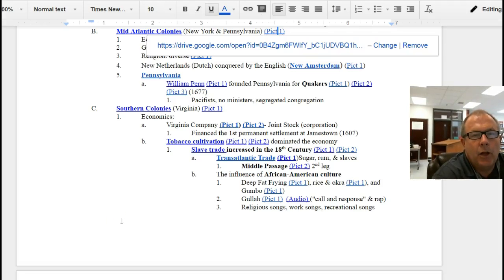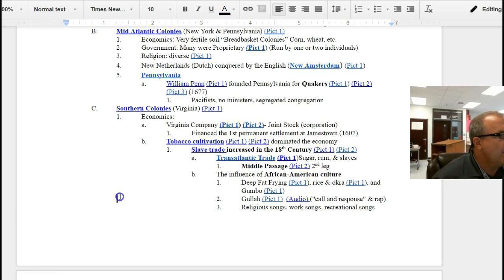Today we're going to talk about Unit 2, Section 1, and we're going to talk about the Mid-Atlantic colonies. Before, we talked about the New England colonies, two of the northernmost English colonies, Massachusetts and Rhode Island. Today we're going to talk about two of the four Middle English colonies, and that's New York and Pennsylvania.